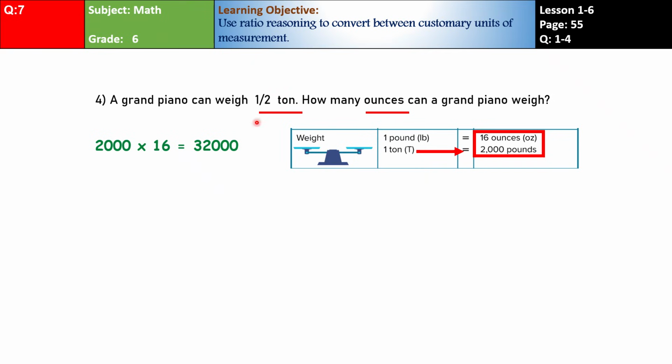Now we have half a ton. 1 ton is 32,000. So how many ounces will be there in half a ton? It means we will multiply it with 1 over 2. Multiplying with 1 over 2 is the same as dividing by 2. So what is half of 32,000? Half of 32 is 16. So it is 16,000. So there are 16,000 ounces in half a ton.